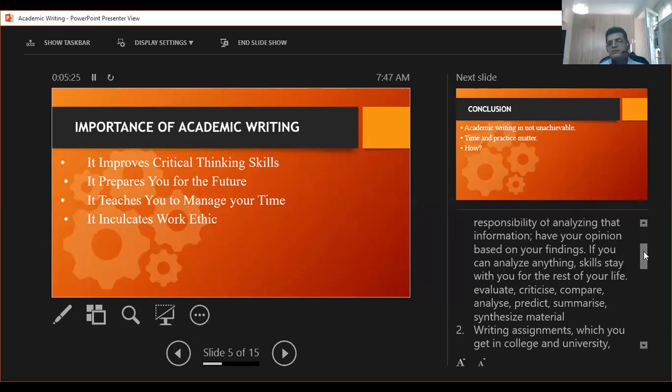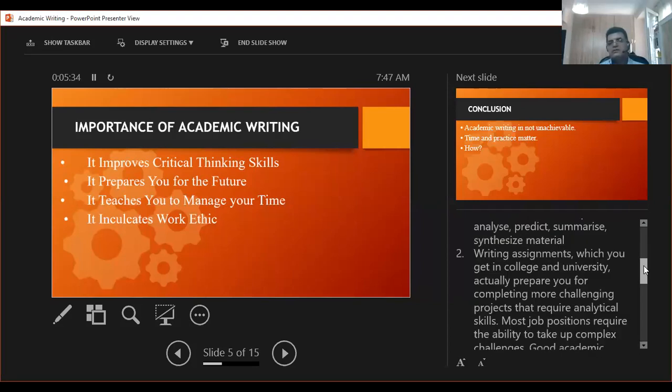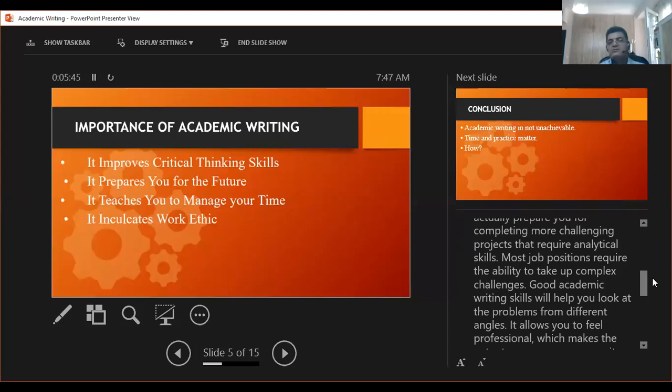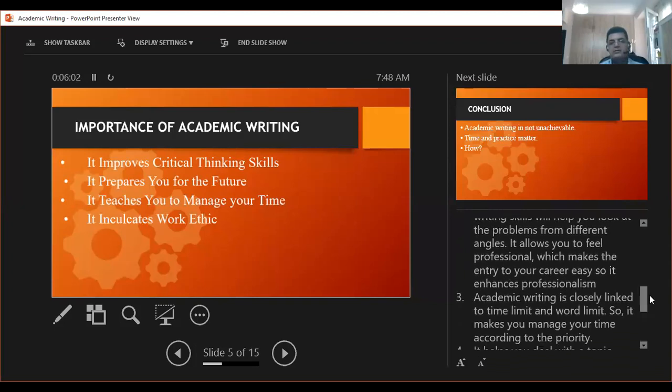Next, the assignments which you get in college and university actually prepare you for completing more challenging projects that require analytical skills. Most job positions require the ability to take up complex challenges. So good academic writing skill will help you look at the problem from different angles actually. And it allows you to feel professional, which makes the entry to your career easy. So it enhances professionalism.